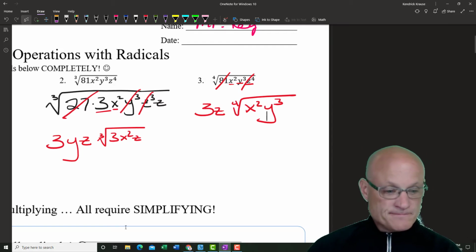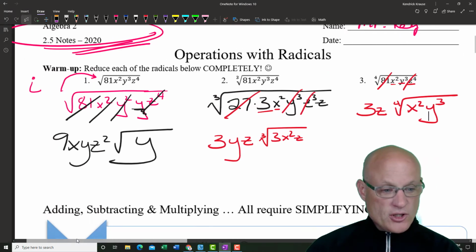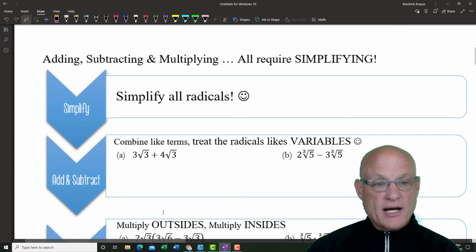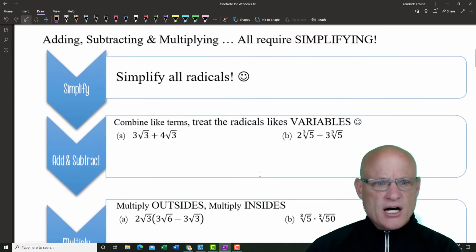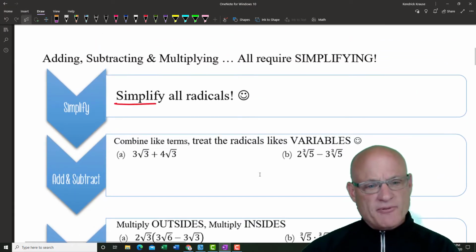All right, that wasn't bad. So we're going to add, subtract, multiply. Add, subtract, and multiplying. I guess we're not dividing. Dividing is the same thing as multiplying, sort of. Not really. The key is that you want to simplify all radicals.